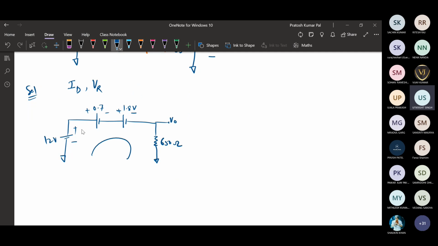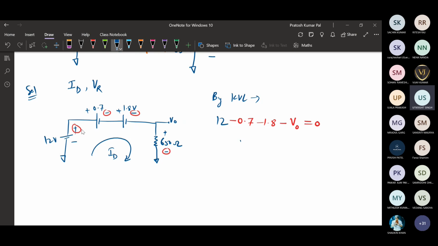Now in this equivalent circuit, a current ID will be flowing. So by using KVL, we can write: this is positive and negative. By KVL, this component exiting with positive voltage, so plus 12 volt, and this is exiting with negative, so it will be negative 0.7. This is again negative, so it is negative 1.8, and again exiting with the negative sign, so negative the voltage drop across this. The voltage drop across this is V naught. It's equal to 0.